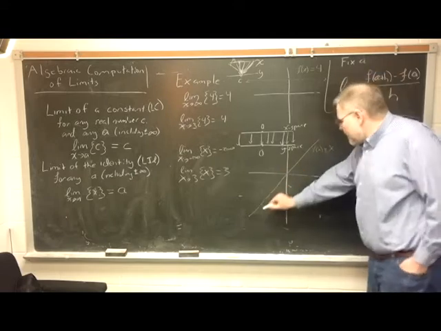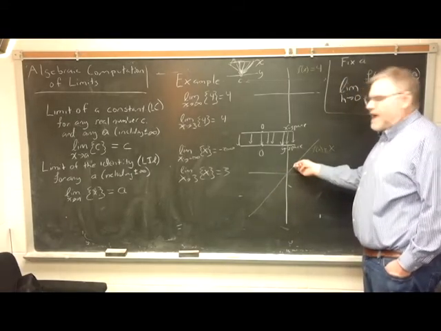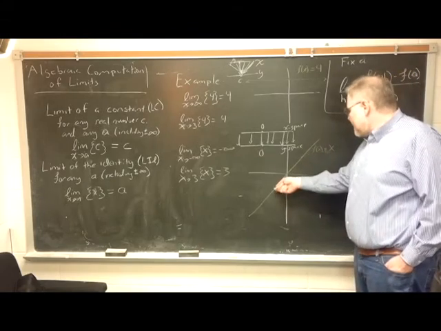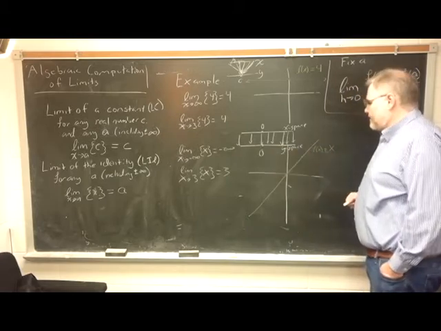The graph of that function is right here. f of x equals x. So I give it the input 1, I get back 1. I give it 2, I get back 2. I give it negative 1, I get back negative 1. I give it 0, I get back 0. This is known as the identity function.